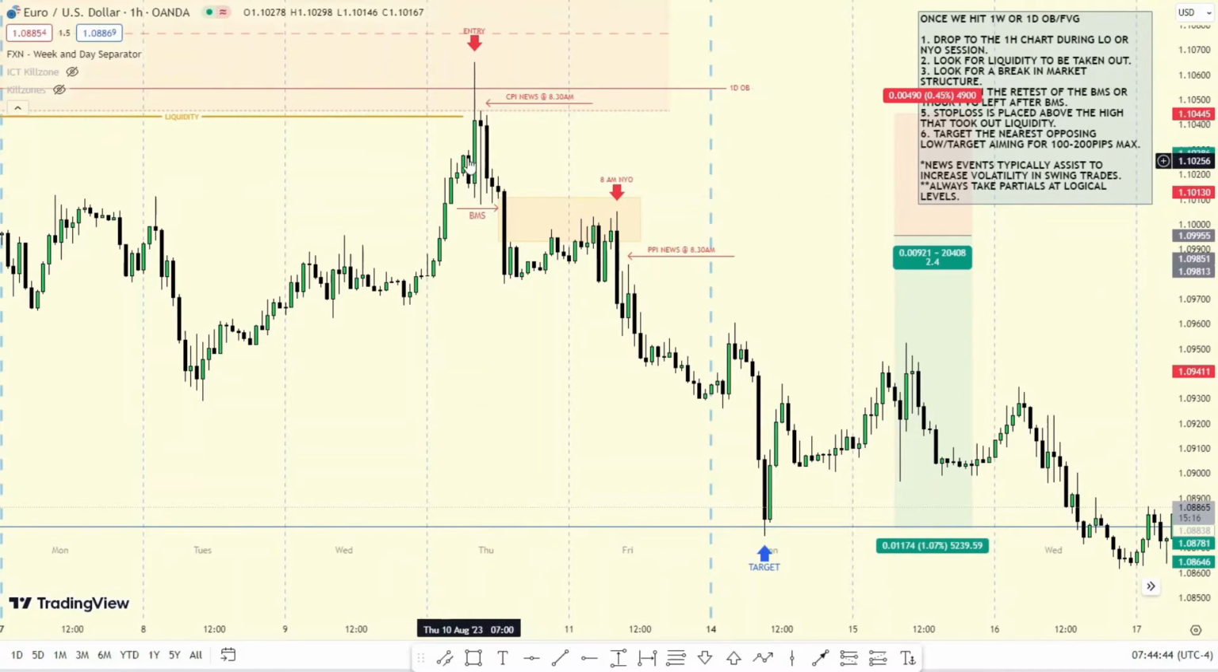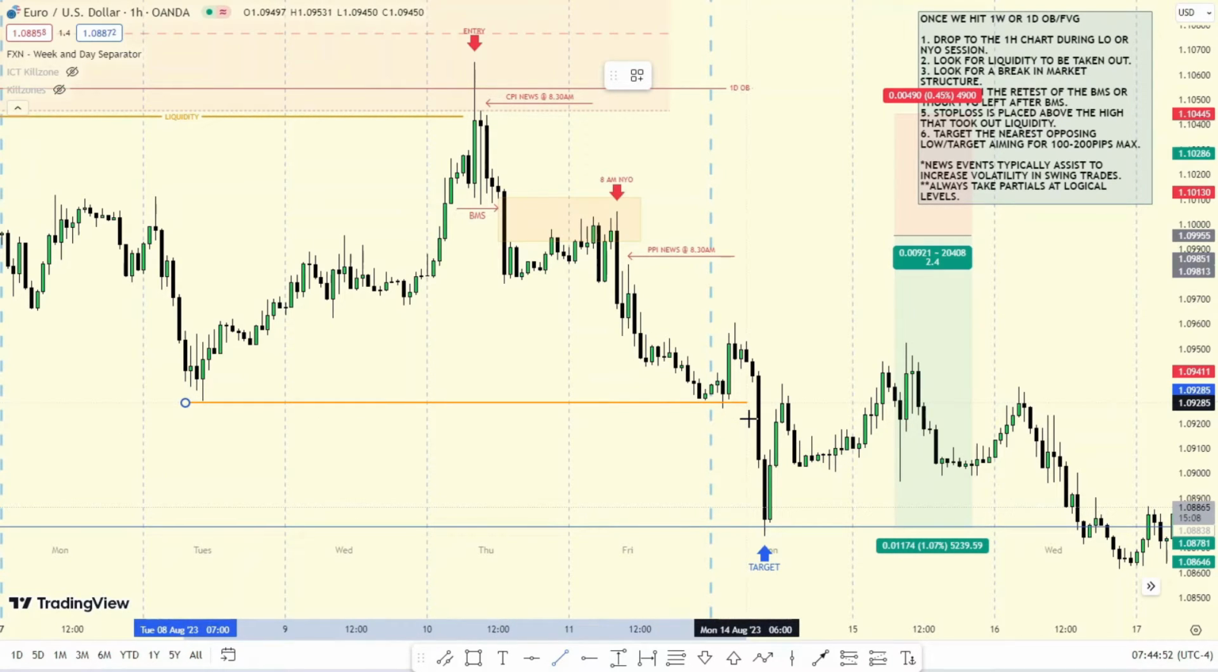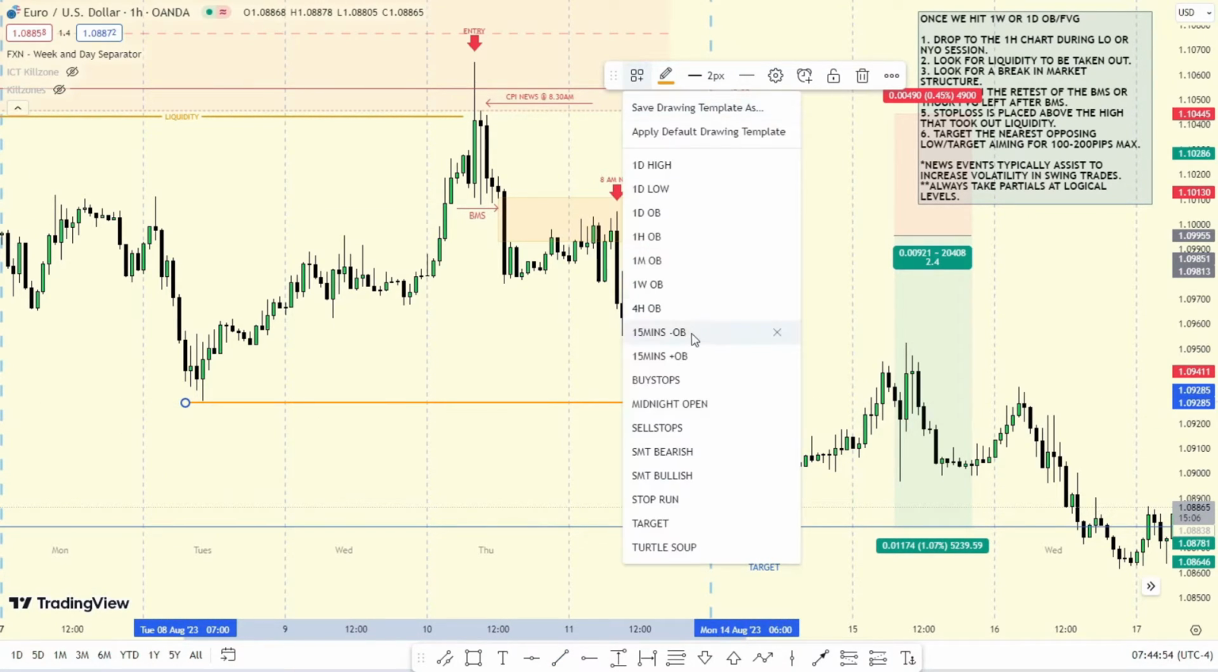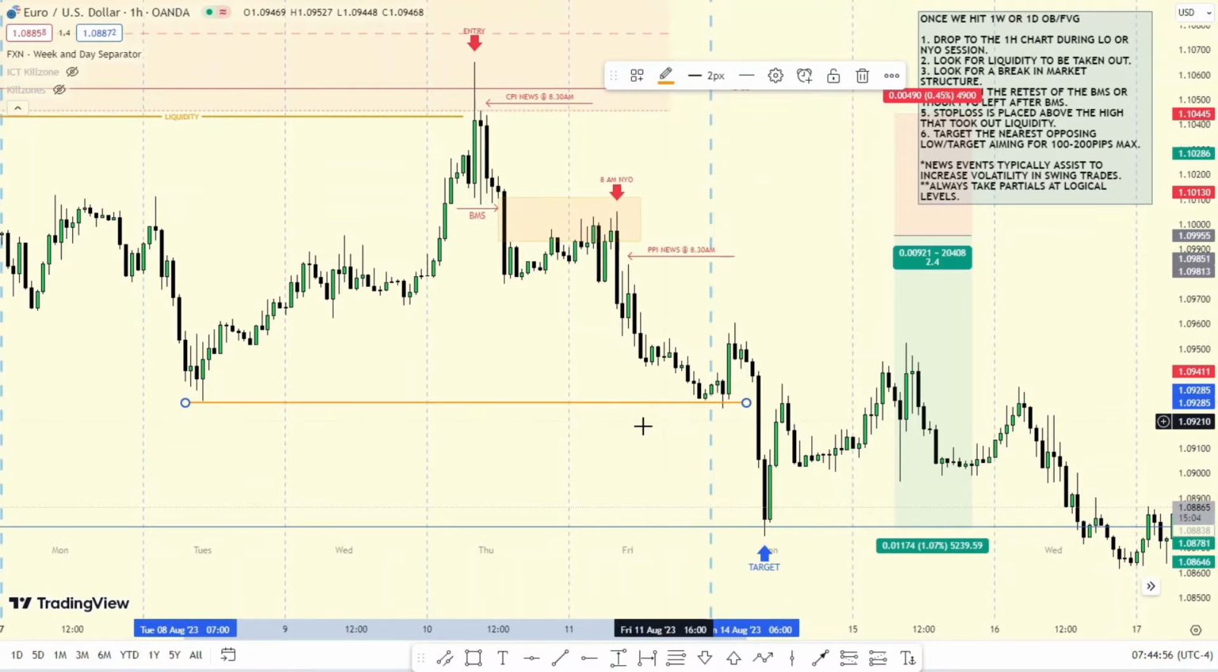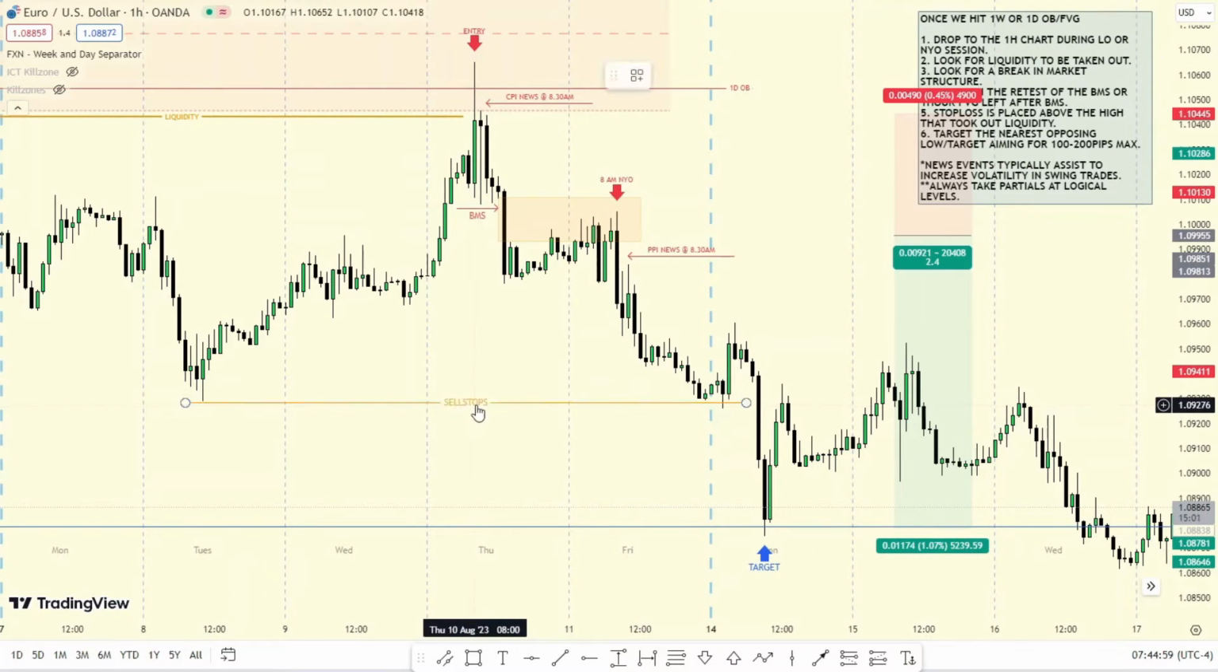Now it has broken structure. We have taken out buy side liquidity. So the next thing it's going to go for is sell side liquidity. So I did not outline this, but this is the first level of liquidity that you're going to be watching. So that is sell side liquidity. So this is a level of sell side that you're going to be watching as a potential target initially.